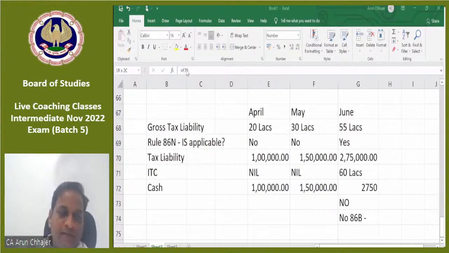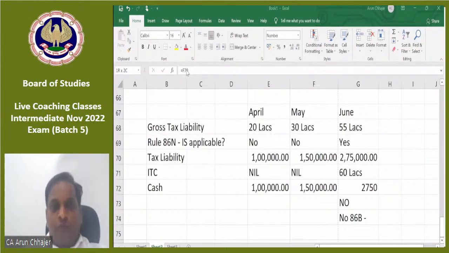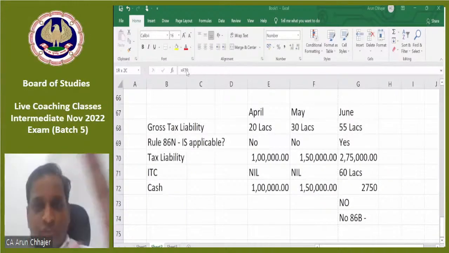So the last part: 86B would not be applicable in case of a government department, public sector undertaking, local authority or statutory body. In this case, 86B would not be applicable. The ITC chapter is completed. If you have any question, you can ask.